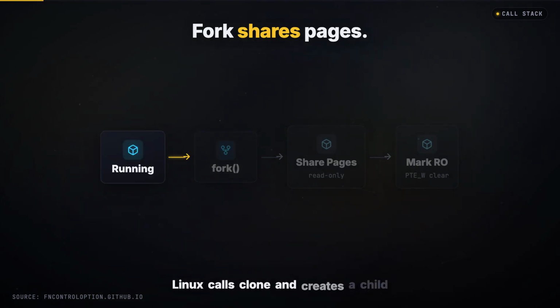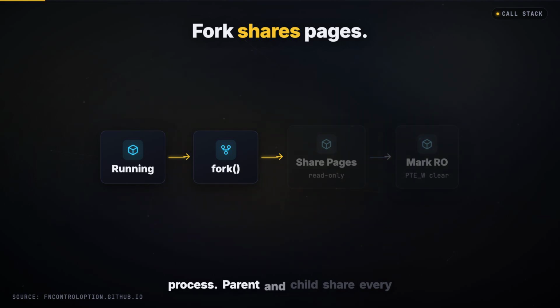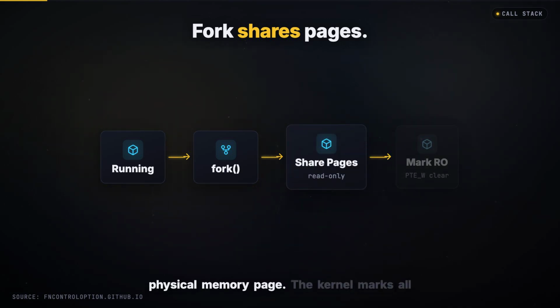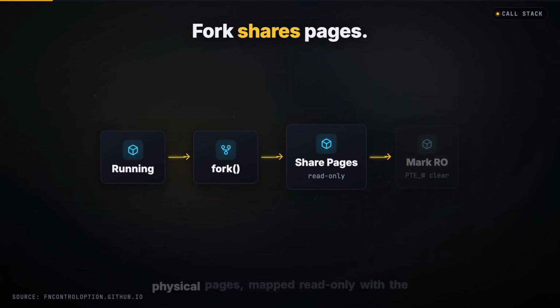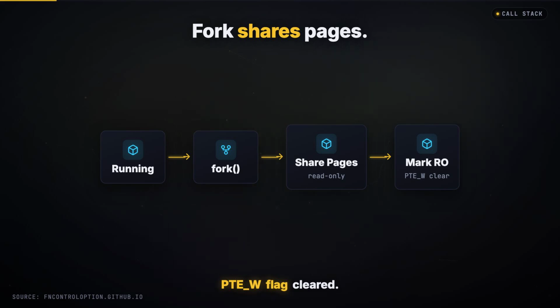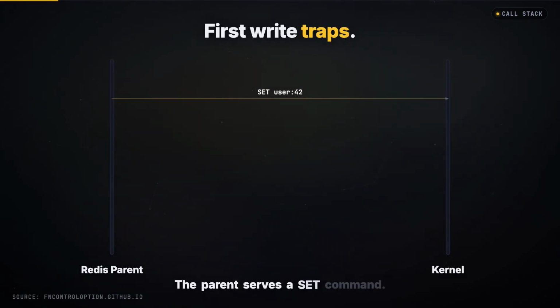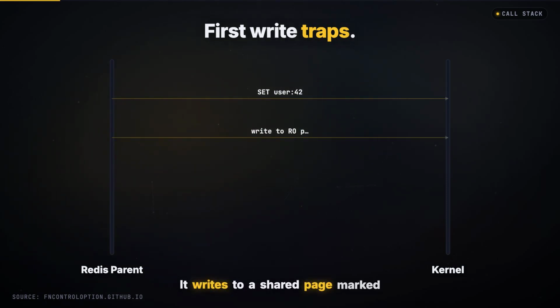Linux calls clone and creates a child process. Parent and child share every physical memory page. The kernel marks all pages read-only. The basic plan is for the parent and child to initially share all physical pages, mapped read-only with the PTE_W flag cleared. The parent serves a SET command. It writes to a shared page marked read-only.